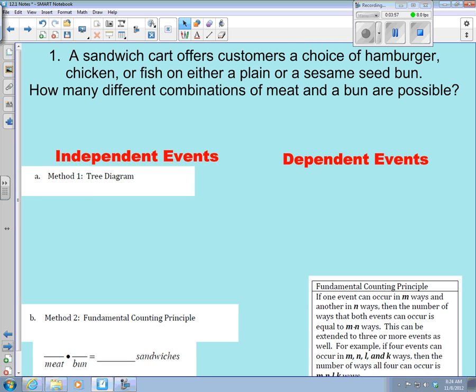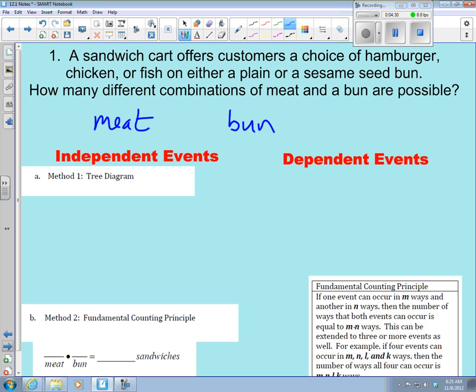So we look at this problem here, number 1, and we're going to decide whether it's an independent event or a dependent event. A sandwich cart offers customers a choice of a hamburger, chicken, or fish on either a plain or sesame seed bun. How many different choice combinations of meat and a bun are possible? So the 2 things we're looking at are choice of meat, and a choice of bun.